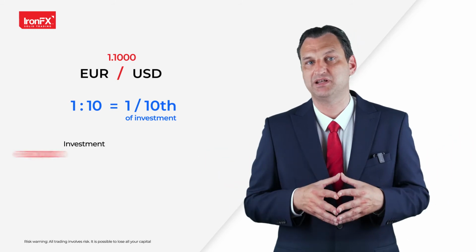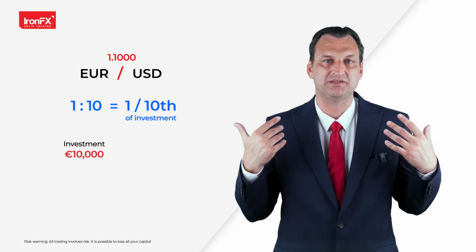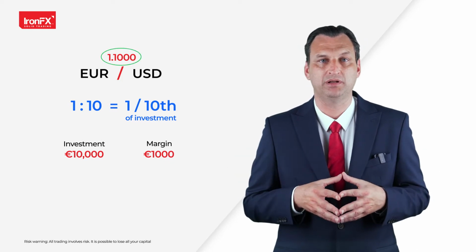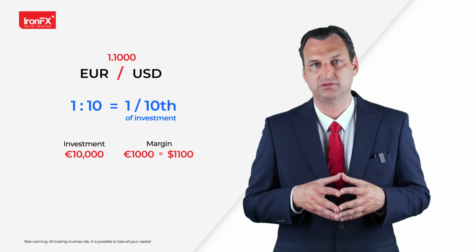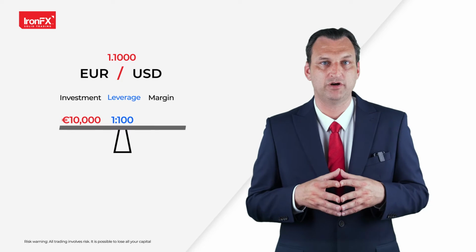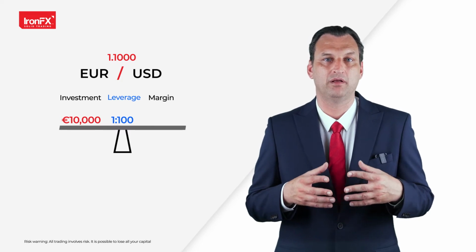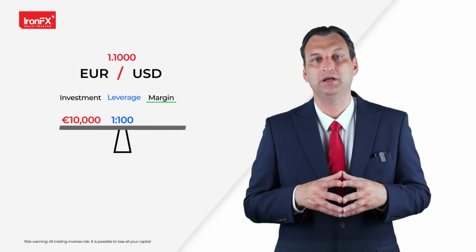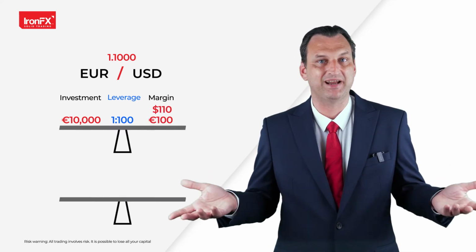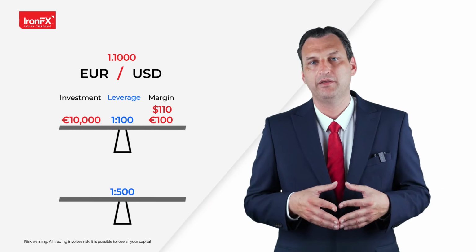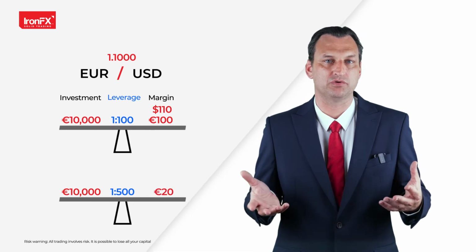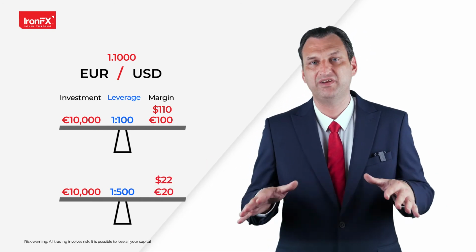Let's assume that the investment is 10,000 euros. That will be put up as a margin, meaning only 1,000 euros. Or if you prefer, as Euro USD is trading at 1.10, $1,100. So for an investment of 10,000 euros, 1 to 100 leverage would mean that the amount you would have to commit, the margin required, would be 100 euros or $110. If leverage is even higher, say 1 to 500, that would mean that an investment of 10,000 euros would require a margin of 20 euros or $22, which is even lower.